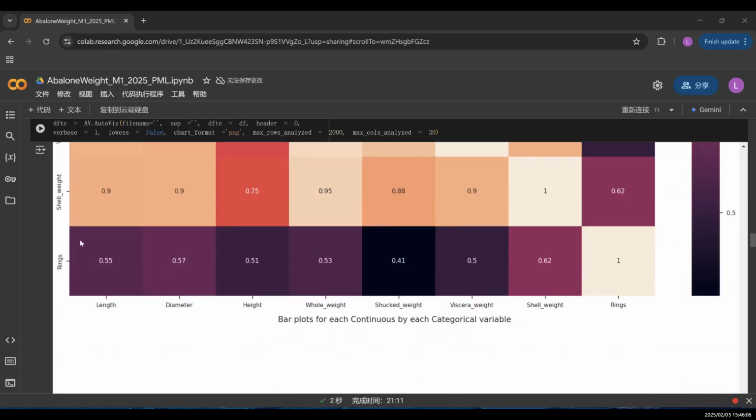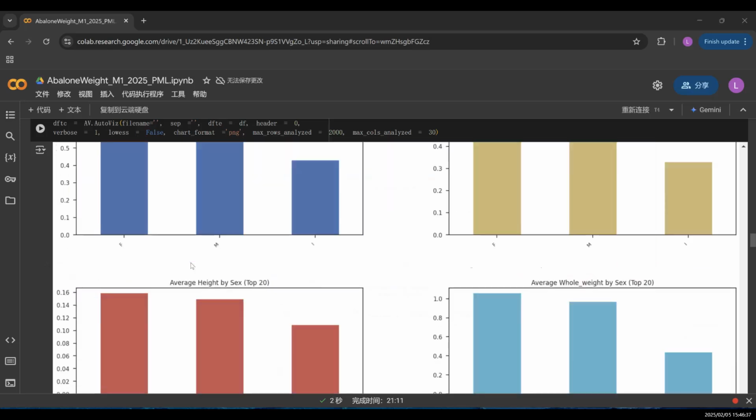After that, we can take a look at the rings, which is the dependent variable, and the correlation with all the independent variables. You can see that they all show a similar rate of correlation, around 0.5, and actually the height also shares a positive correlation with rings. So I will consider using all of the variables in the model.